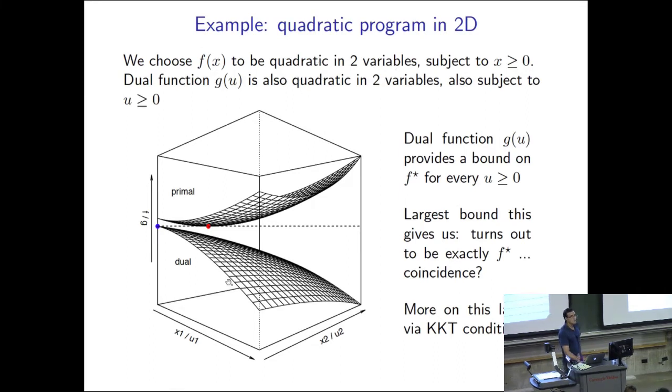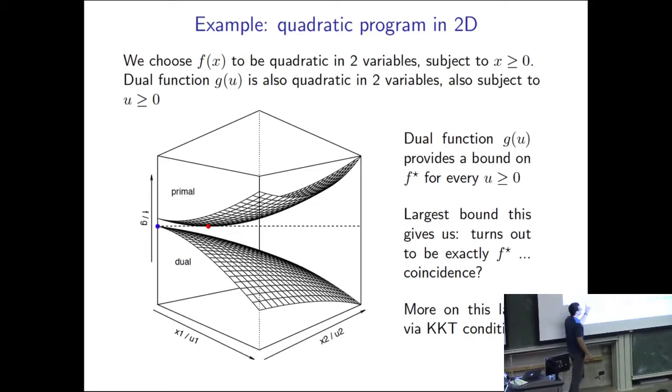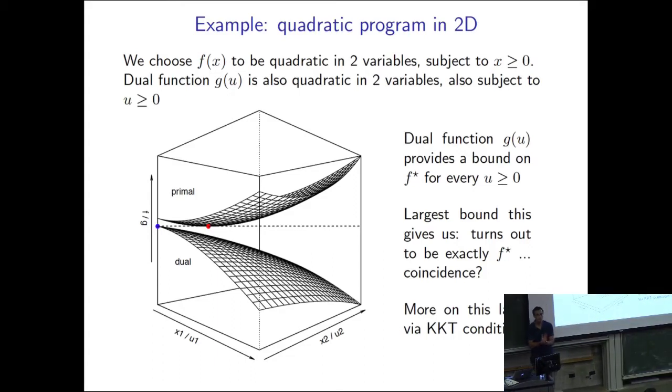So we can plot it. We can plot them both, in fact, overloading the axes. So here I'm plotting the primal quadratic as a surface as a function of x1 and x2, right? Both constrained to be bigger than or equal to 0. And here I'm plotting the dual quadratic as a surface as a function of u1 and u2. And again, for its variables, they're both constrained to be bigger than or equal to 0 as well.